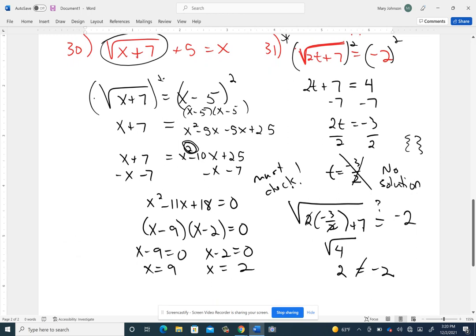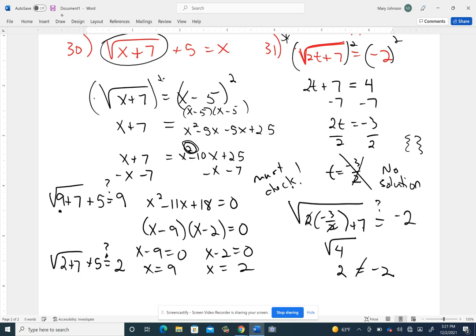So I'm going to go back to the original problem and I'm going to check whether 9 works, plugging it in where the x is. So it's square root of 9 plus 7, then add 5 and see if indeed you get 9. Then check putting a 2 in. Oops, I keep making that longer than I should. Put a 2 in where x is, add 7. Finish that, add 5, and see if you get 2.